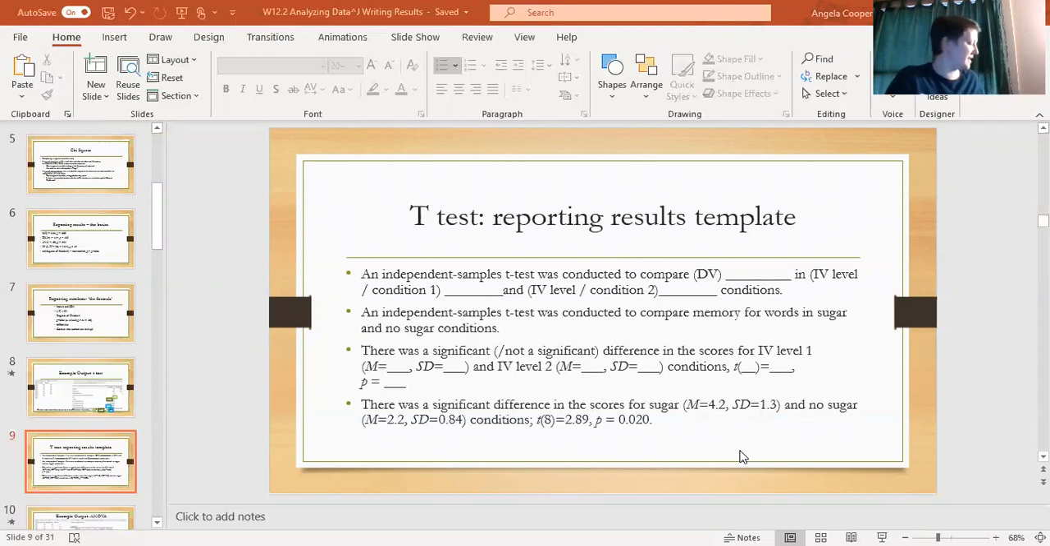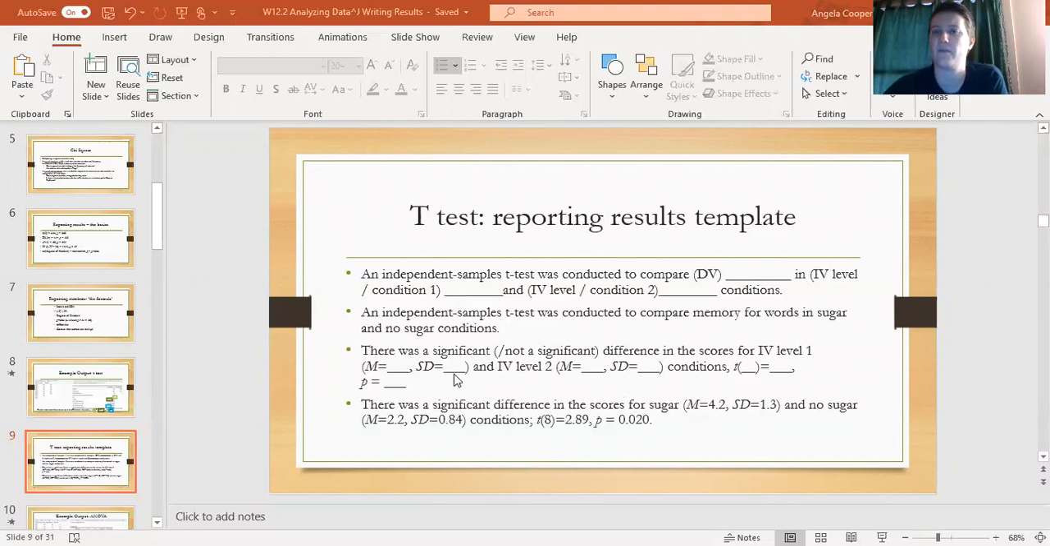So regardless of whether you have significance or not, you can start with this next bullet point: there was a significant or not significant difference, depending on whether you rejected the null hypothesis. There was a significant or not significant difference in the scores for Professor Cooper's class. We've stated that as the level 1. And then you can report the means and standard deviation.